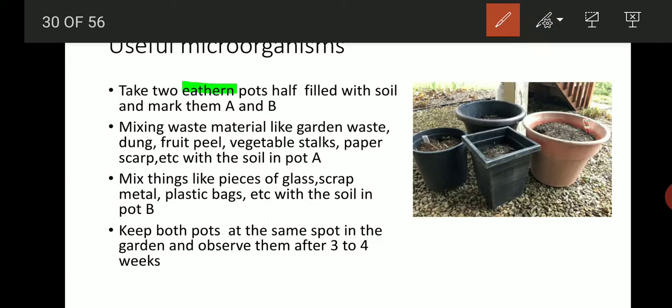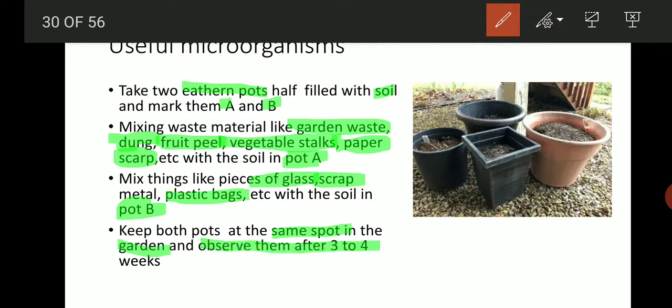Take 2 earthen pots half filled with soil and mark them A and B. Now mix some waste material like garden waste, dung, fruit peel, vegetable stalks, paper scrap, etc. with the soil in pot A. Now mix things like pieces of glass, scrap metal, plastic bags with the soil in pot B. Now keep both pots at the same spot in the garden and observe them after 3 to 4 weeks.